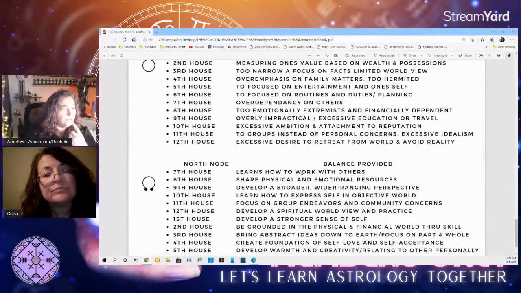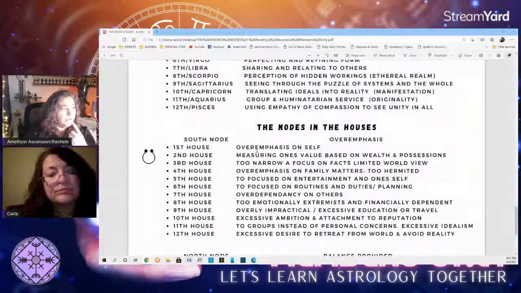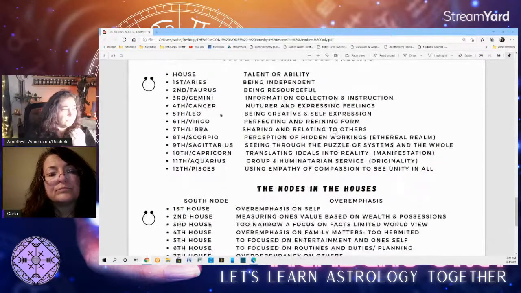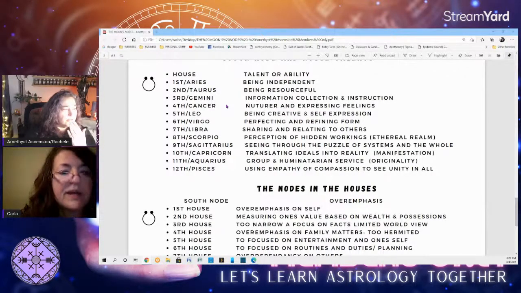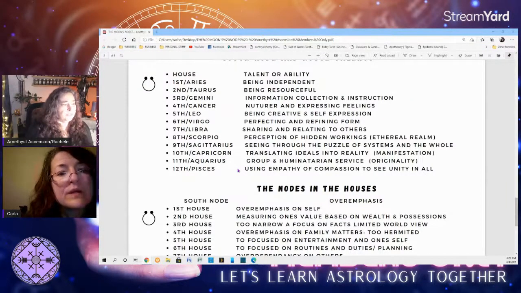All right, so 7th house would be here. Learns how to work well with others. And then it would be overemphasis on self, so that would also be being independent. That doesn't make sense, right? No, yeah, something's off, because mine is in the 7th house, but it's Pisces. So the fact that hers is Gemini and Sagittarius should be something different than mine, correct?